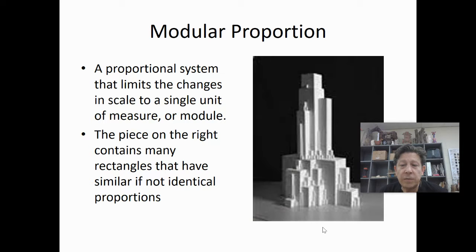Modular proportion is all about setting up a relationship within a portion of the larger piece. So in this case, we have this sort of architectural sculpture. Maybe it's a model for a building, or maybe it's just something to look at. But you can see it has a number of rectangles, and that those rectangles seem to be very similar from one part to another, even though the scale of those rectangles is different. So think of it like you're building something out of bricks, but you want the larger structure to have something to do with the height and the width of that brick.